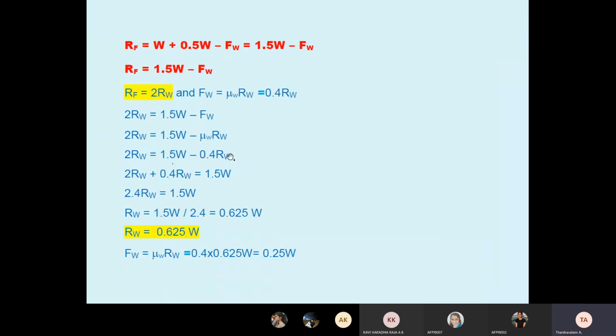See here, RW on this side is taken to the left side. Therefore, 2.4 RW equal to 1.5 W. Therefore, RW equal to 0.625 W. So we calculated RW and RF. Okay. So what do we know? FW equal to mu W into RW. Mu W is already given, 0.4. RW equal to 0.625 W. So on multiplication, FW equal to 0.25 W.